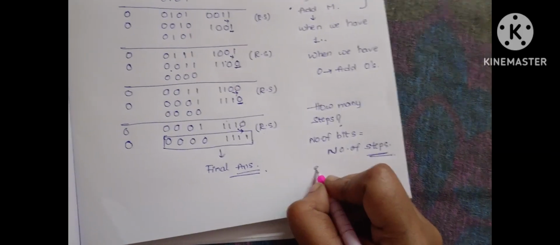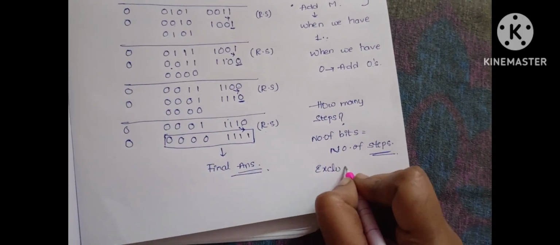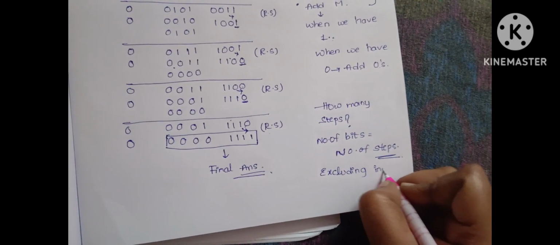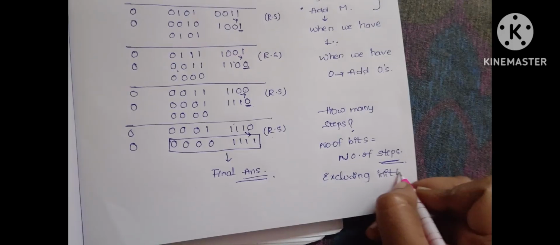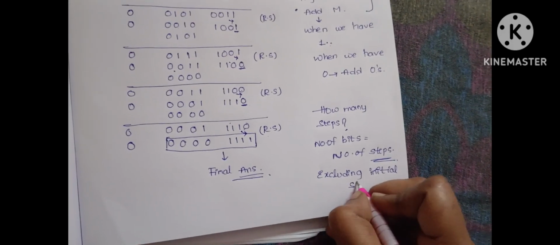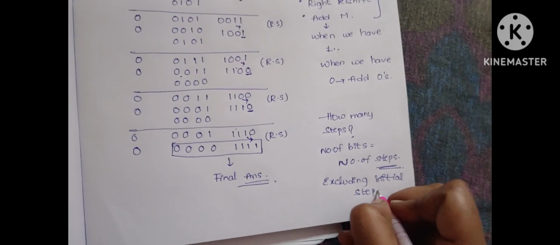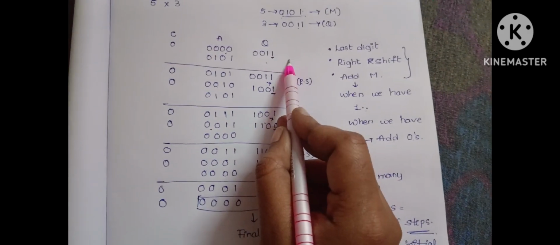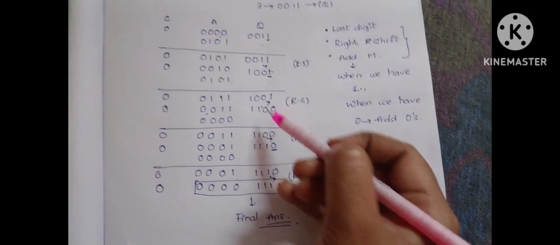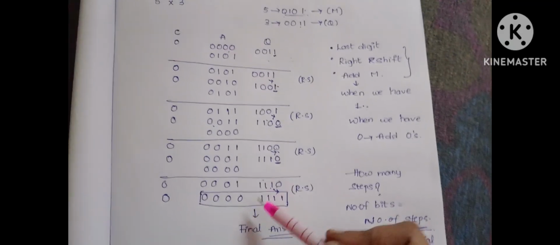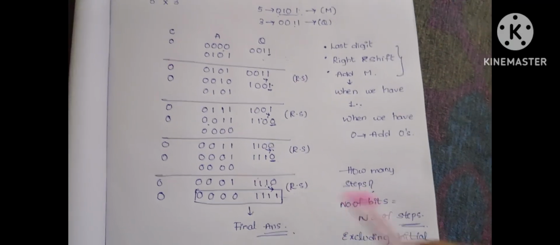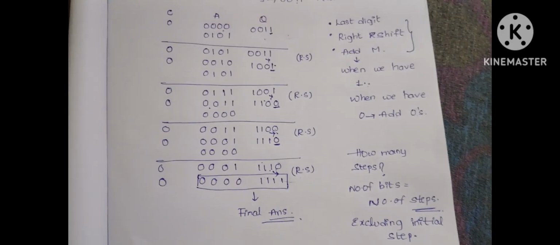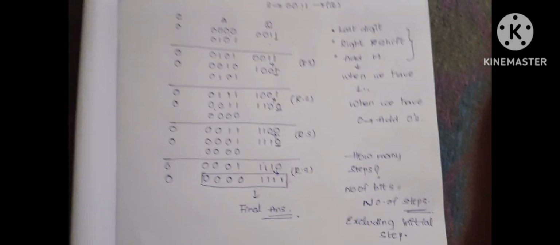So you should not count the initial step. We should count excluding the initial step. Excluding the initial step, we have to count 4 steps so that you'll get the correct answer. That's what I'm writing. Now exclude the initial step. Now count 1, 2, 3 and 4. In the 4th step, you will do right shift. That's all. You'll get the answer immediately. You'll not add M or zeros to A. When we do the right shift, immediately you'll get the answer.